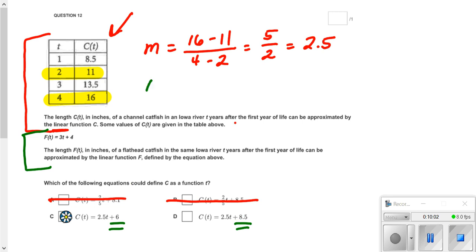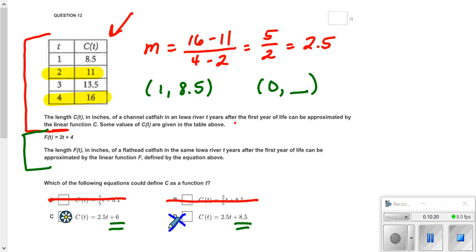8.5 is in the table, but that is an ordered pair, 1, 8.5. And I know that my y-intercept should have 0 as the x and then something else as the y. So it can't possibly be D. It has to be C.